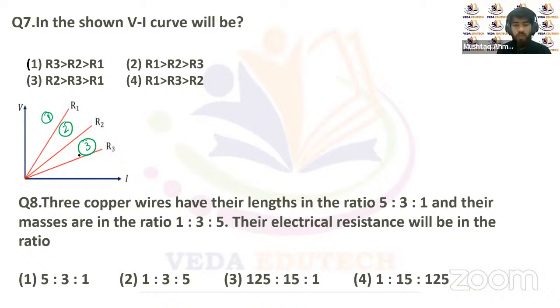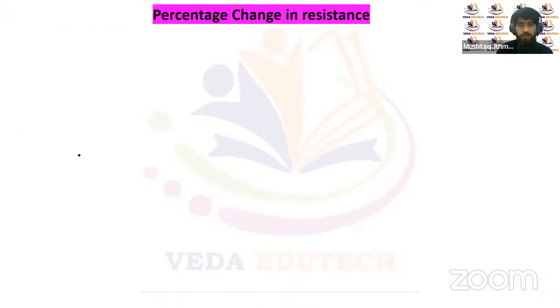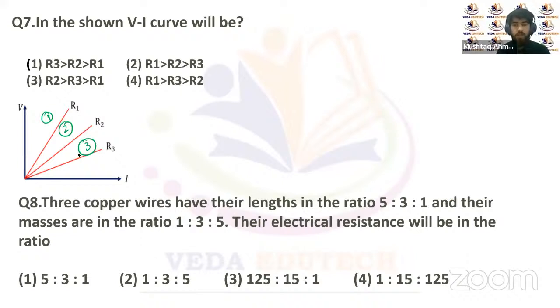We have to show which conductor has the larger resistance and which conductor has the less resistance. And we know that the resistance for a VI graph is given by the slope of the VI graph. So tan of theta will give us the resistance. That's the slope of the VI graph.